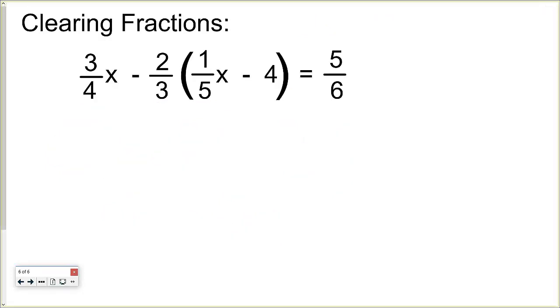The last example here, we have parentheses with fractions inside and outside of the parentheses. Now you can multiply by a number that is capable of clearing all fractions at the same time. However, it's a lot quicker to think of this as a two-step part. So we're going to find the LCD of the fractions that are on the outside of the parentheses. So I'm looking at the 4, the 3, and the 6. And the LCD of those would be 12. So I'm going to multiply each one of them by 12.